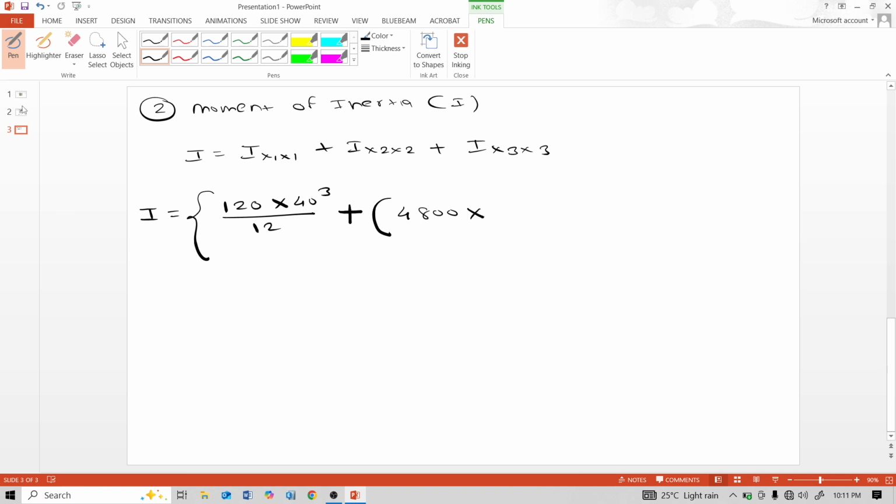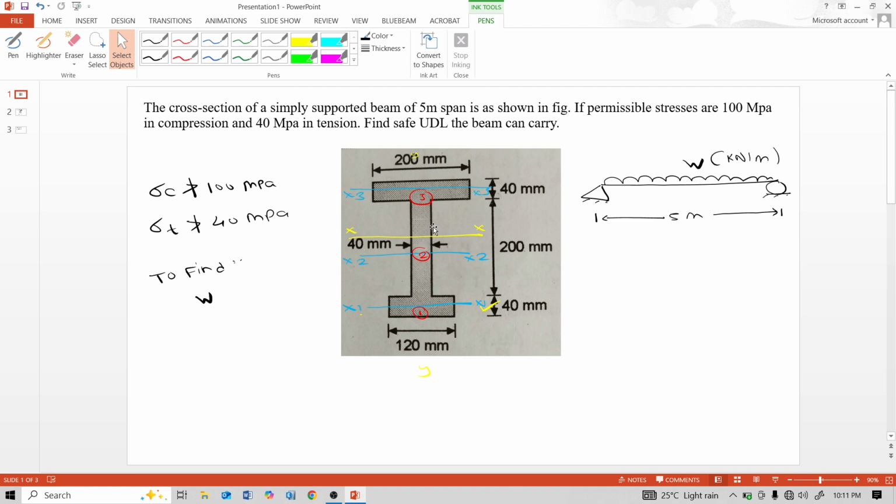Multiply by the distance between the I cross section's neutral axis, this XX axis, and only this bottom rectangular flange x1 axis. See this distance between the I cross section XX axis and the bottom rectangular flange x1 axis. This much distance.